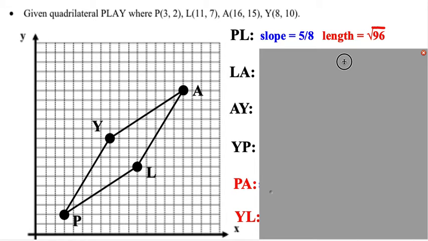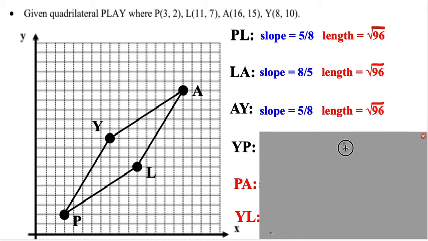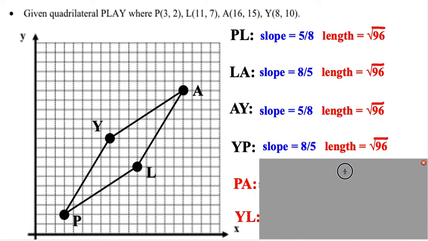So the slope's 5/8 in that case. The square root of 5 squared plus 8 squared works out to be the square root of 96, and so on. And it turns out in the end, just by looking at this, we can see that the slopes are the same on opposite sides, which means they're parallel. And that, in and of itself, tells us we're looking at a parallelogram. We also see that all 4 sides are indeed congruent, which means it's a rhombus.